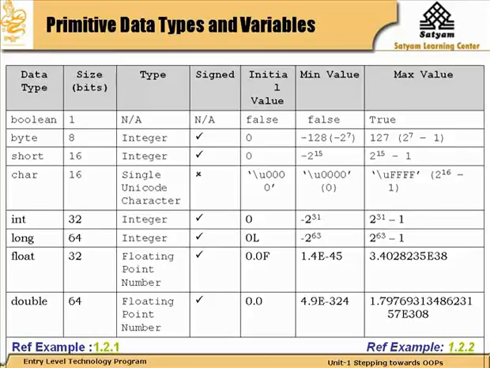Now let's look at how to declare automatic variables. If you refer to the previous example, that is example reference number 1.2.1, in this example we have declared variables inside the main method. Such a declaration of variables is considered as automatic variables.